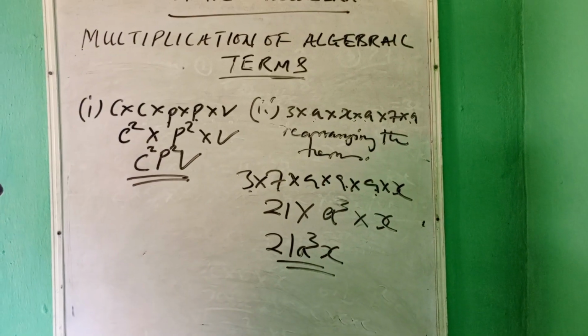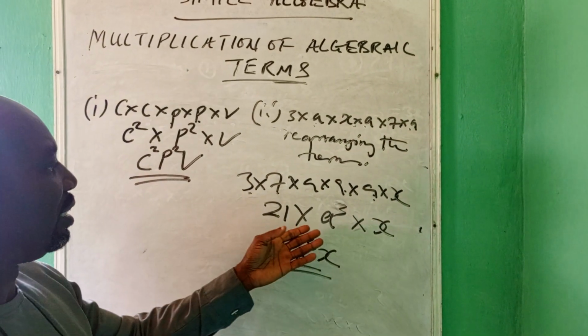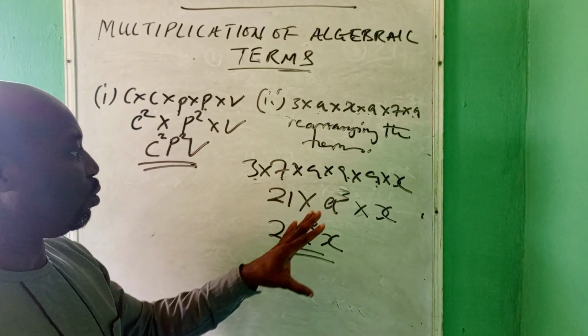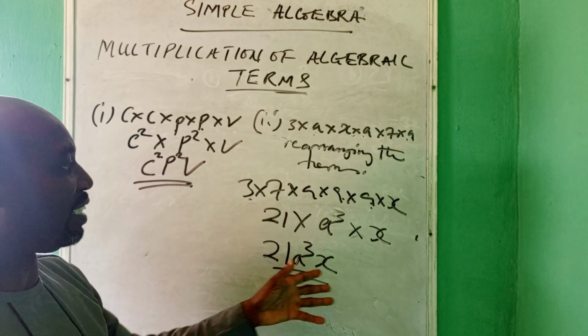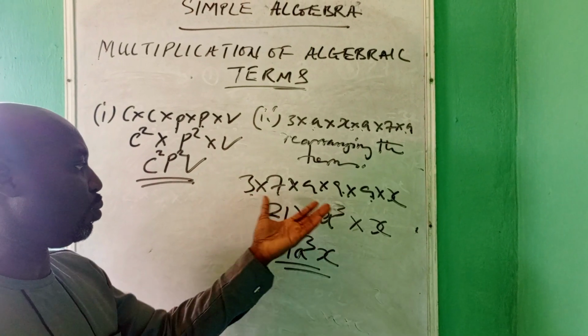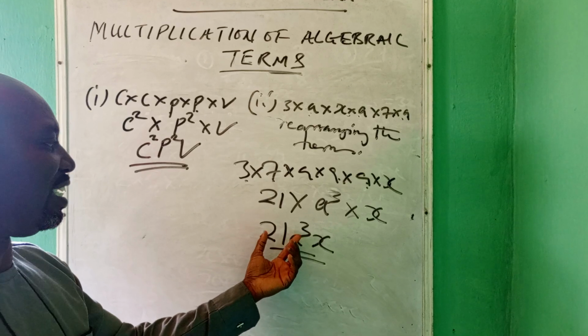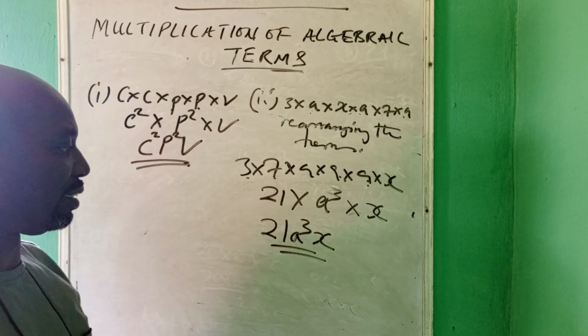You've seen why I spend time to explain your index, because I know they will come in, so that when we start, since we have started it now, I don't think it's a problem for you. So you know the makeup already: 21 times a times a times a times x.